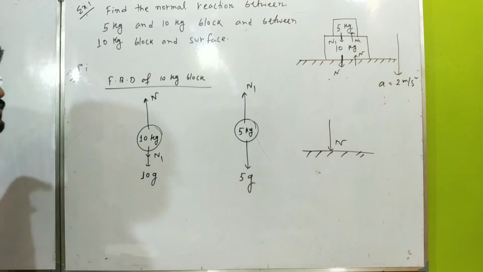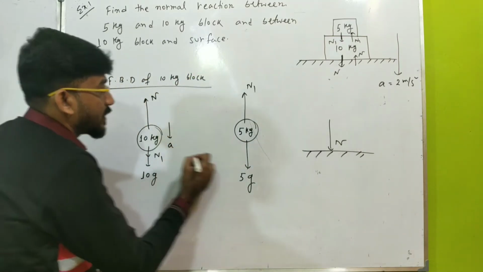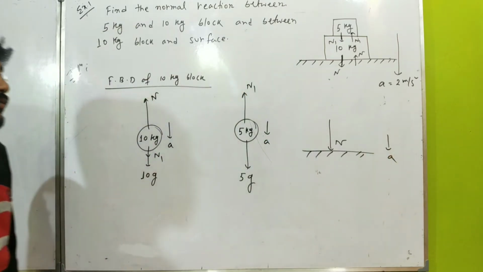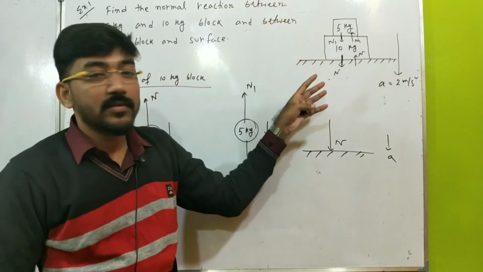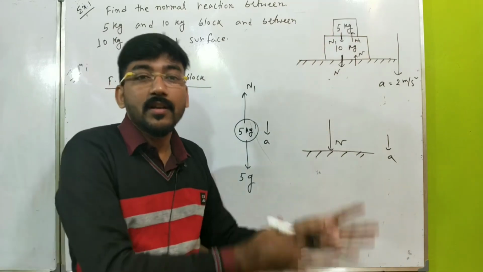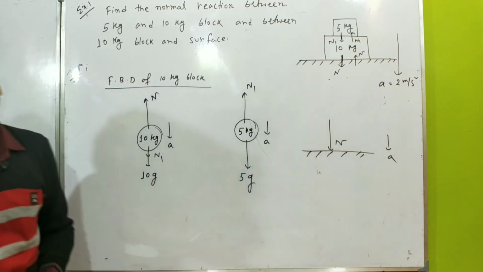So now what we have to see is the direction of motion. Here the direction of motion is downward, and all the motions will be in the same direction, because they are connected, they are not separate. These three objects are moving together, so the acceleration of each and every object will be the same.